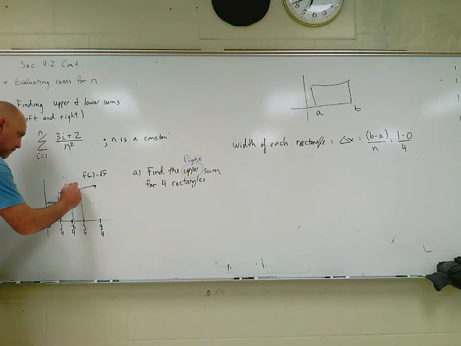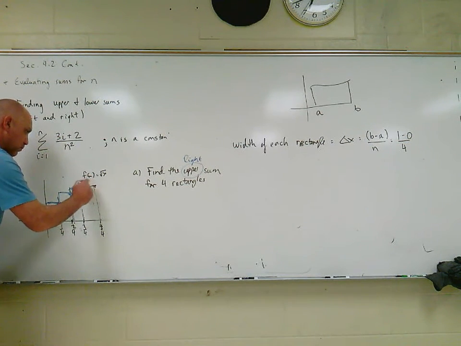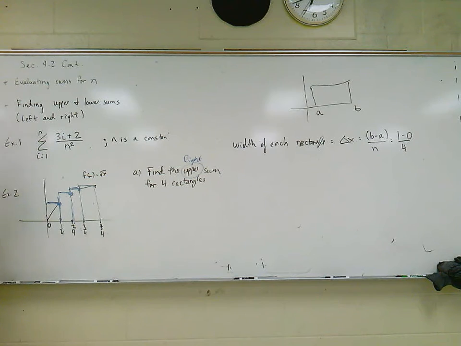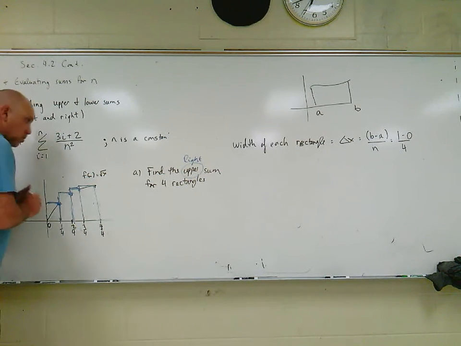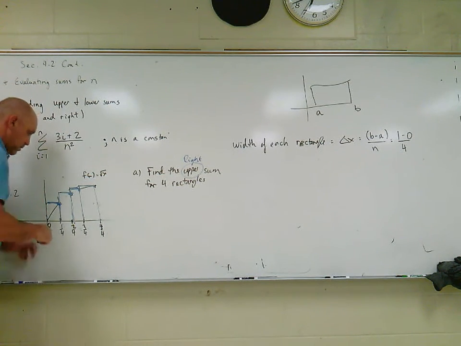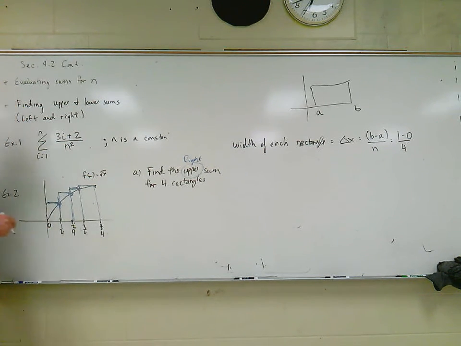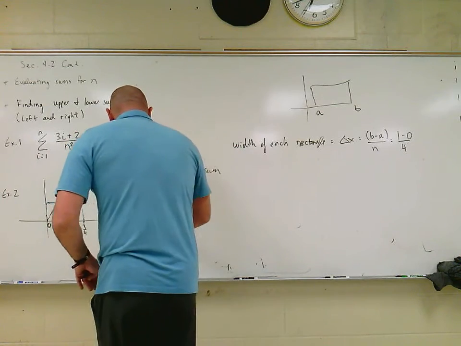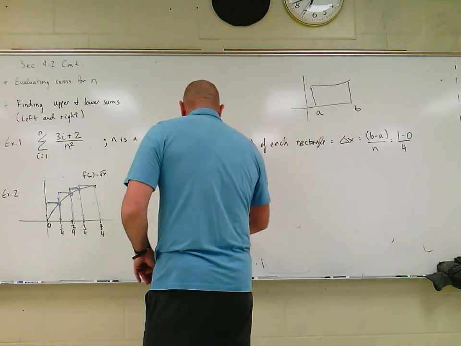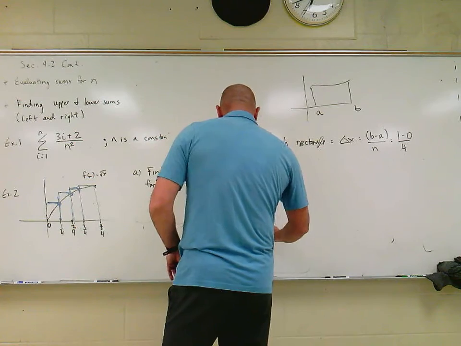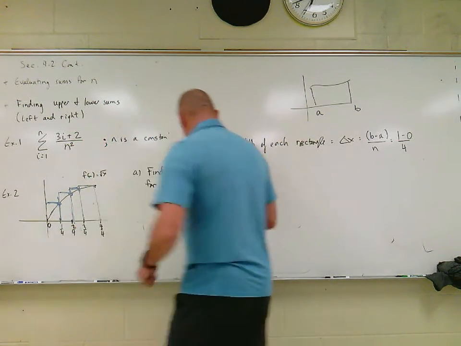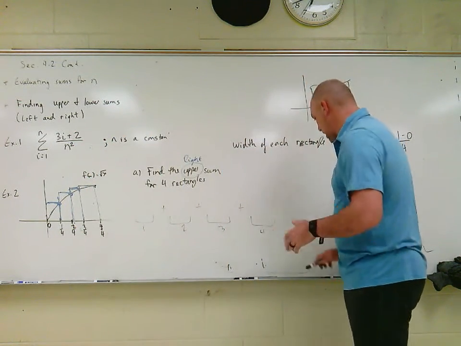You don't have to draw the rectangles. A lot of them are drawn for you. Now, all you've got to do is find the area of those 4 rectangles. That's it. Here's how I like to do it. If I know I'm going to have 4 rectangles, I'm going to have 1 area, 2 areas, 3 areas, 4 areas that I'm going to add together, right?